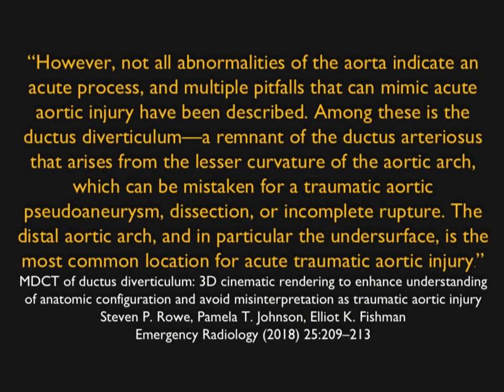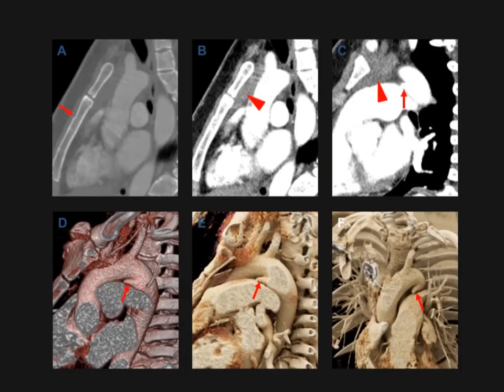We also have looked at the aorta. This was looking at the potential problem of ductus diverticulum versus focal dissection. And here's a good example. We have a sternal fracture, subtle mediastinal hematoma, but particularly well seen on the two cinematic images, bottom right. You see the communication between the aorta and pulmonary artery, classic ductus diverticulum.